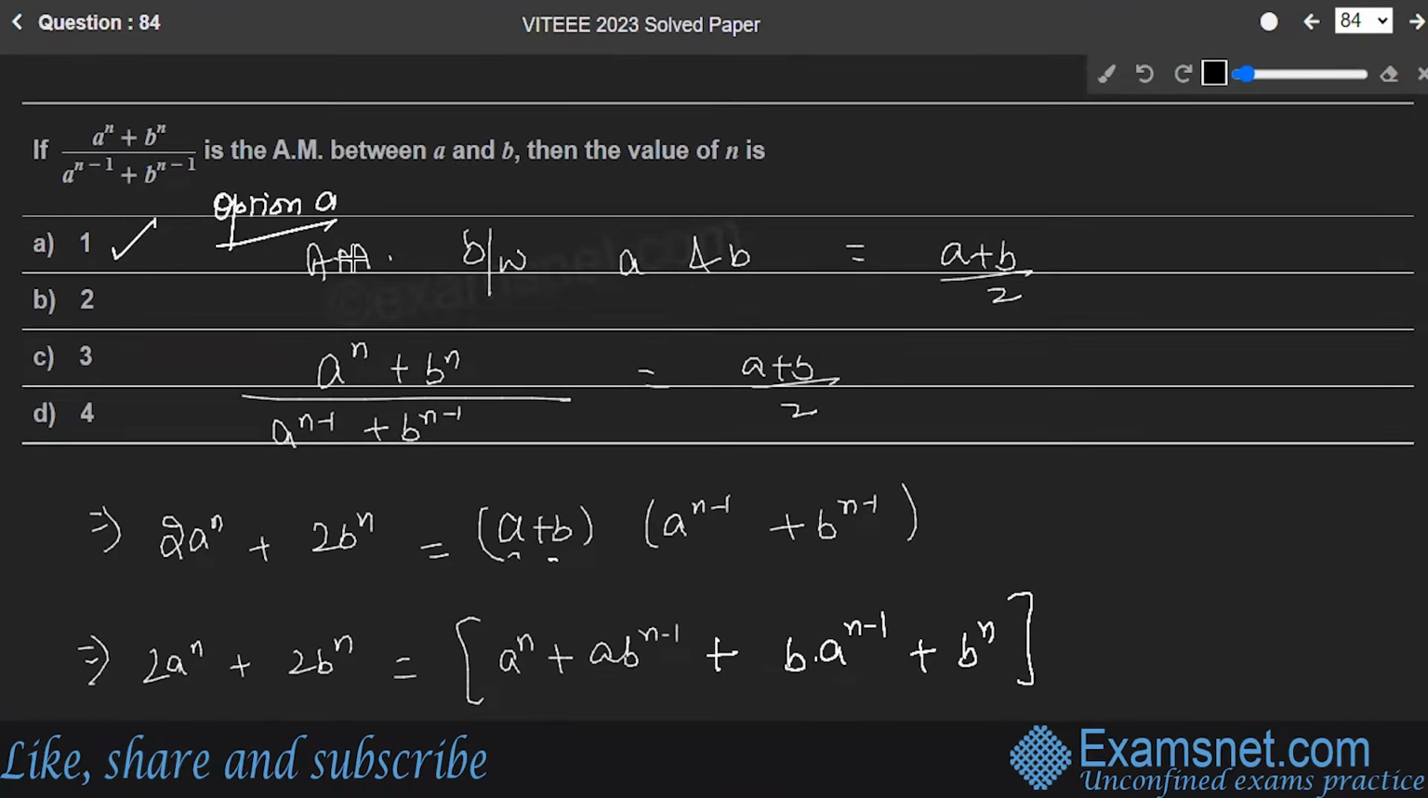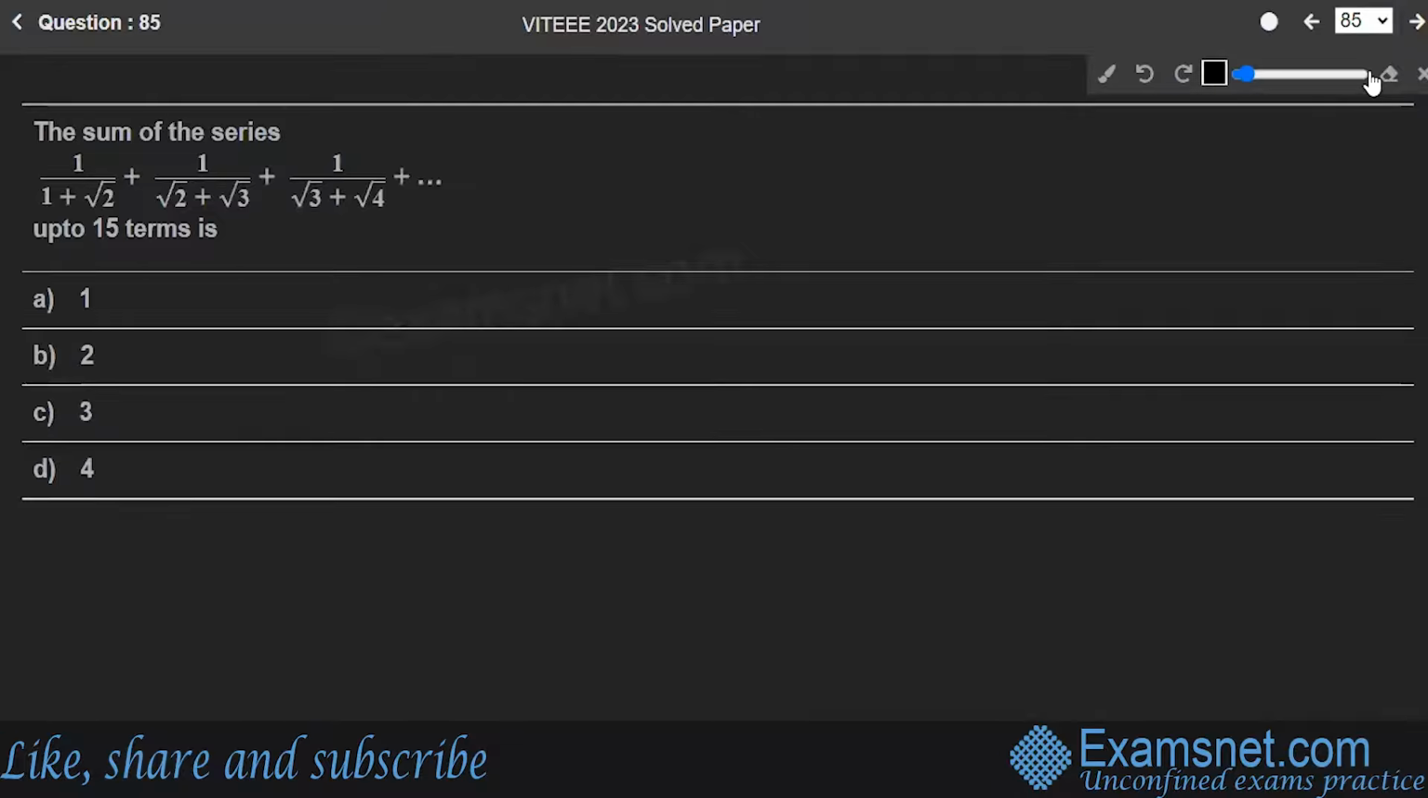Option A is the correct answer. Hope you understood this. Let's move to the next question then, 85. So the sum of this series is equal to what? Up to 15 terms. All right.